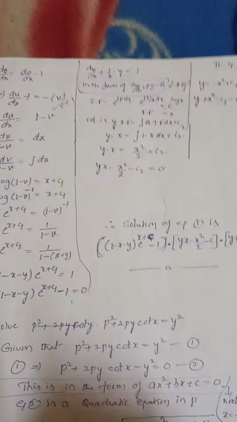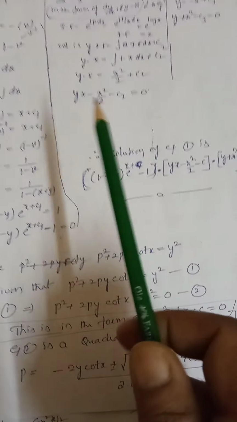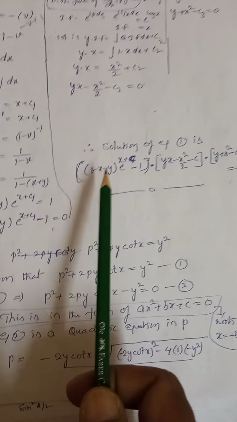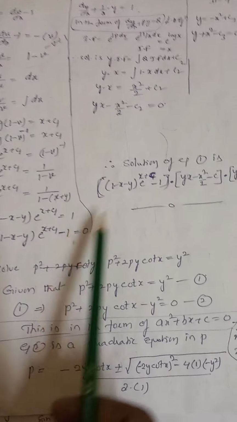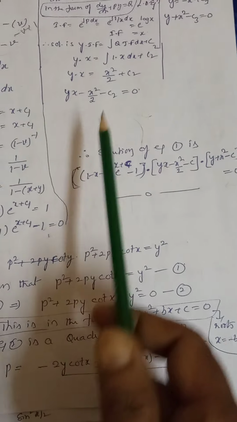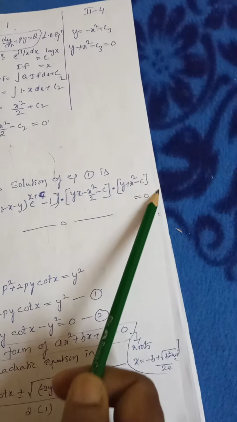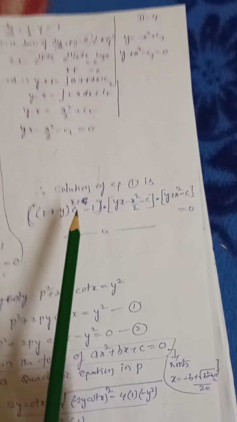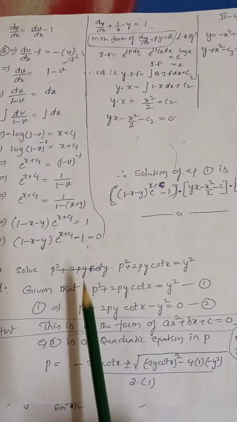Now we have to write the general solution. Therefore the required solution of equation 1 is the first factor solution into the second factor solution into the third factor solution is equal to 0. While writing those factors, we have to replace all the arbitrary constants by c only.